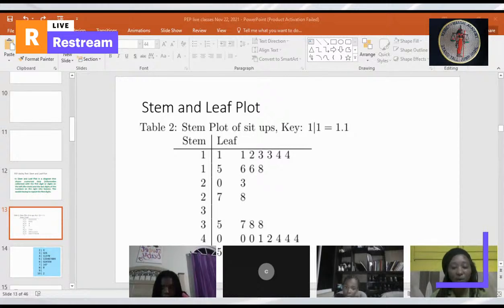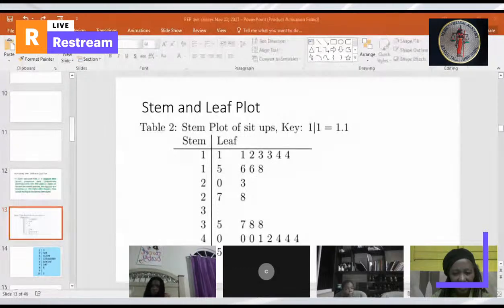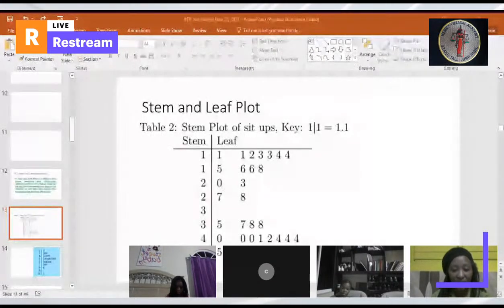Miss, it's not 11, it's 1.1. Oh, it's 1.1 it says? Okay, using decimal. I'm not seeing the point clearly. Okay. All right, so if it's 1.1, then we just turn and combine it with, so it will be 1.2, 1.3, and so on.